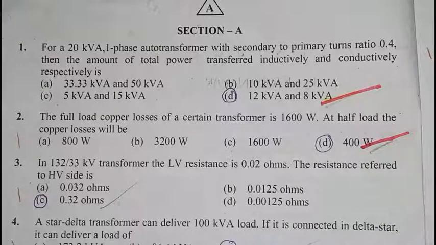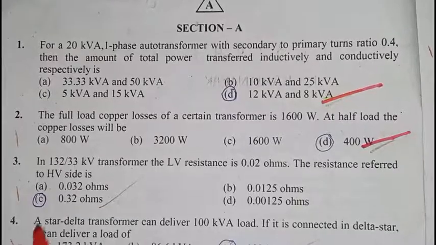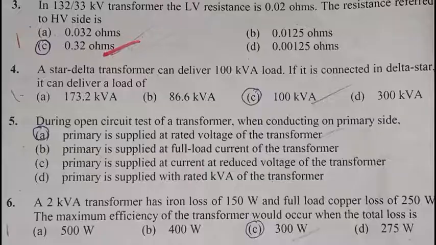In a 132 by 33 kV transformer, the LV resistance is 0.2 ohms. The resistance referred to HV side is. Answer 0.32 ohms. Question number 4.